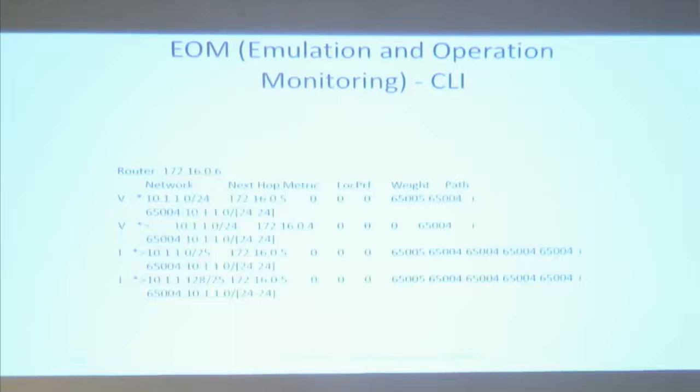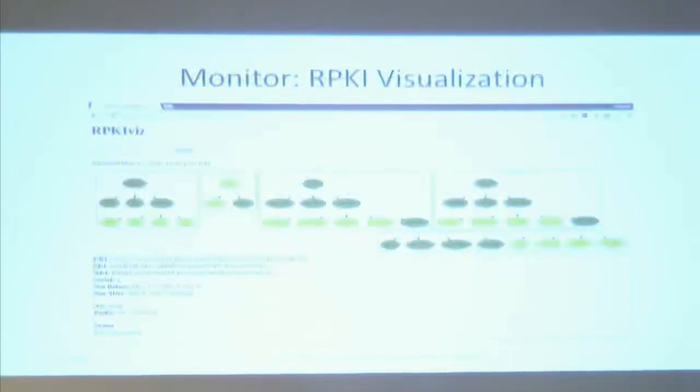It has the usual sort of show ip bgp command line interface, but again, it adds to that the validity state and the ROA that produces that validity state in the RPKI. And RPKI visualization shows you the whole tree.